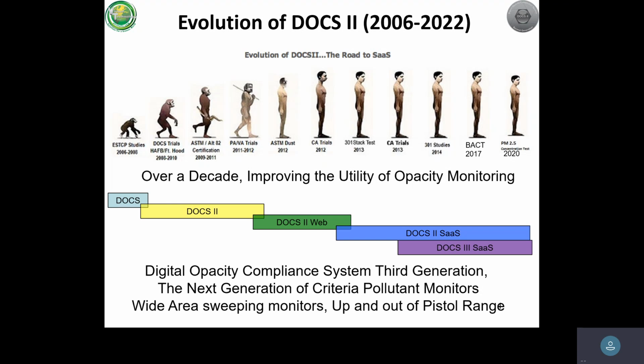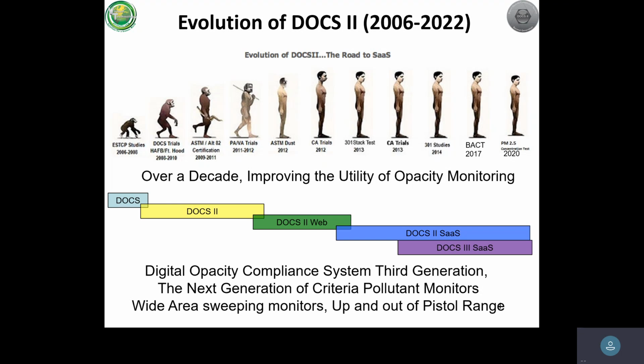But anyway, Docs 2, the yellow box there, really wasn't as usable in the field as we wanted it to be because we didn't have good oversight. That was really the problem. So every time I had a customer and they said, well, the thing's telling me that it's 30% opacity, but I think it's more like 50, and I've been going to smoke school for 20 years and blah, blah, blah, and I can't see the picture, I said, all right, enough of this.